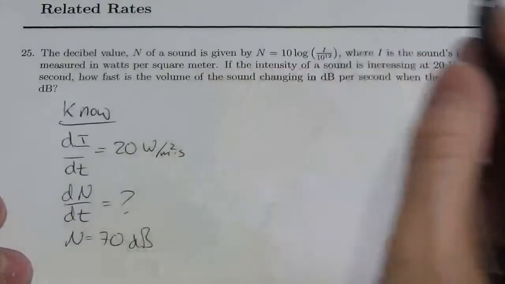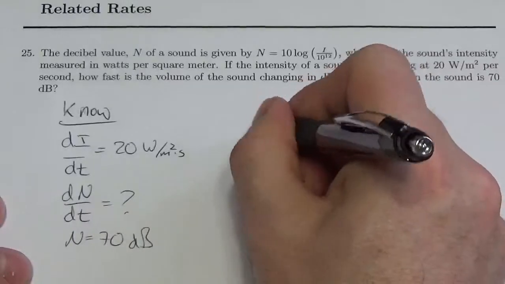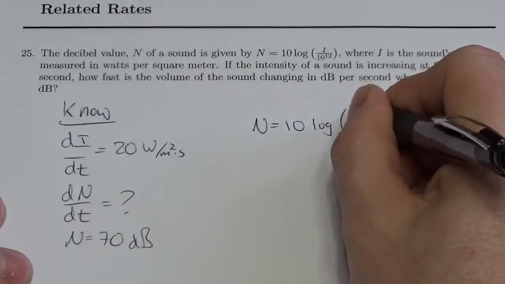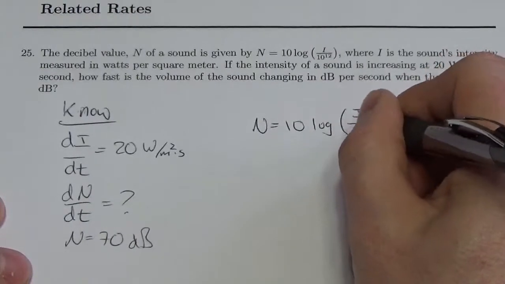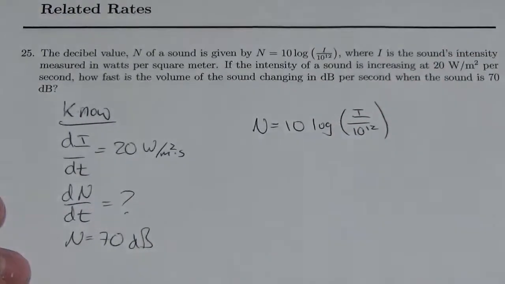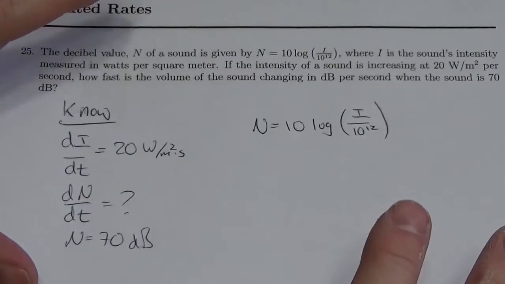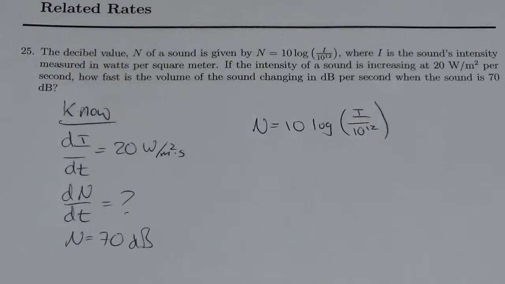But the relation is given to us. I don't have to come up with that. So N is equal to 10 common log of I over 10 to the minus 12. Now, because this is a logarithm, we've actually got the ability to play with this a little bit before we take the derivative.